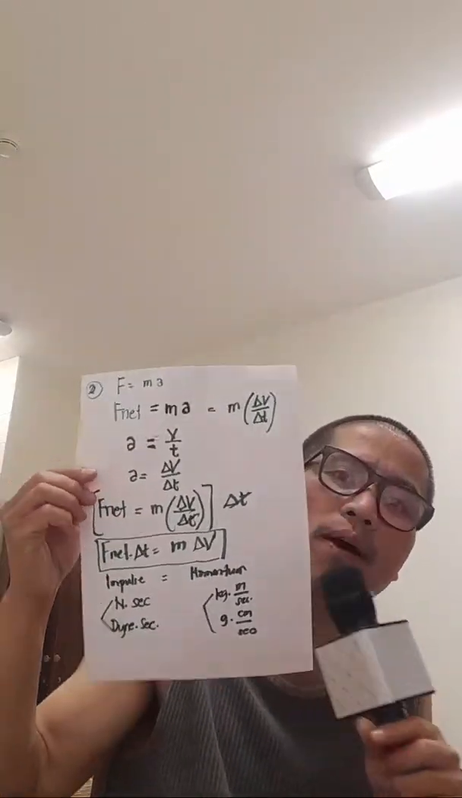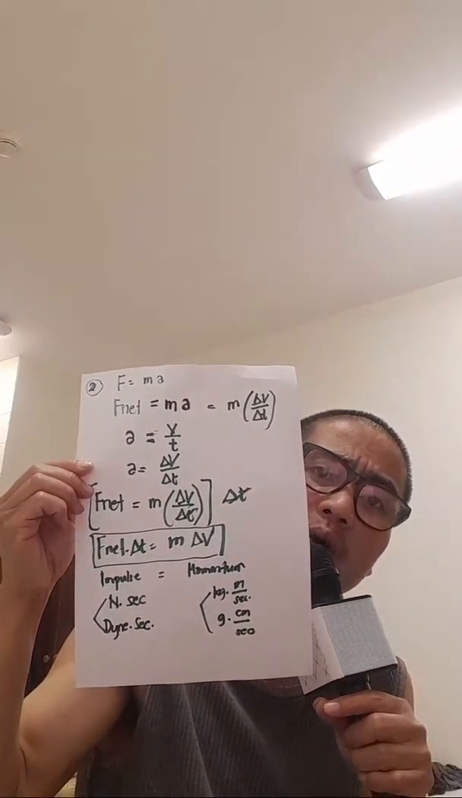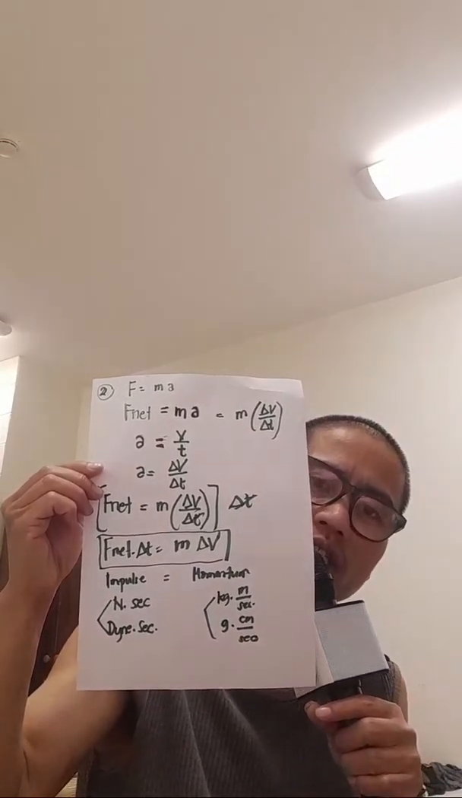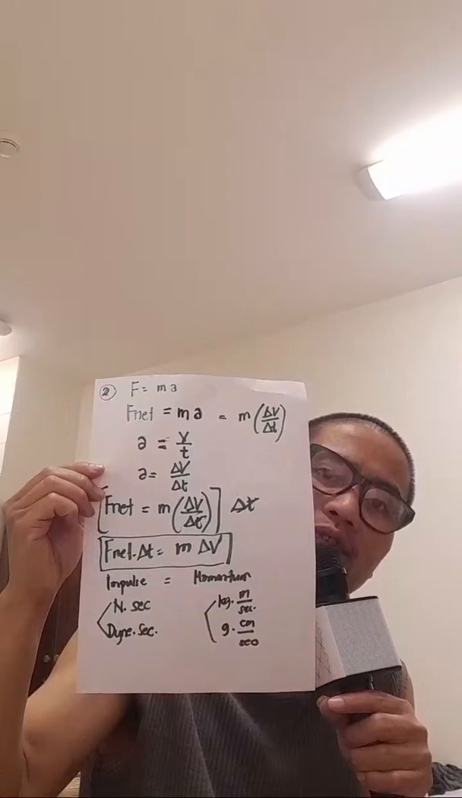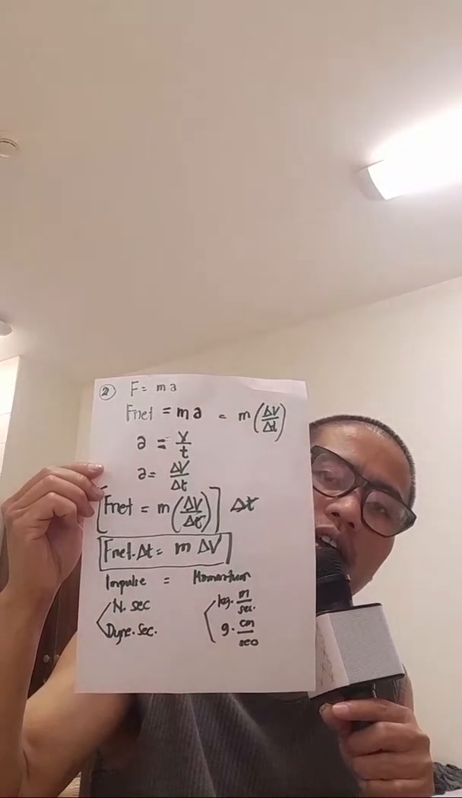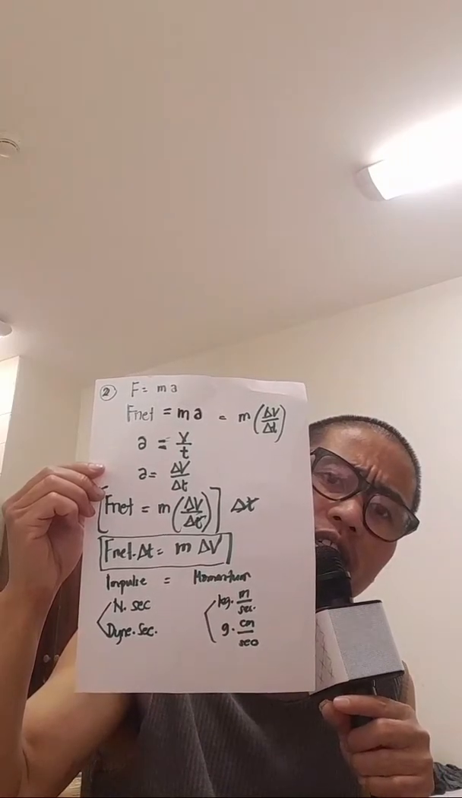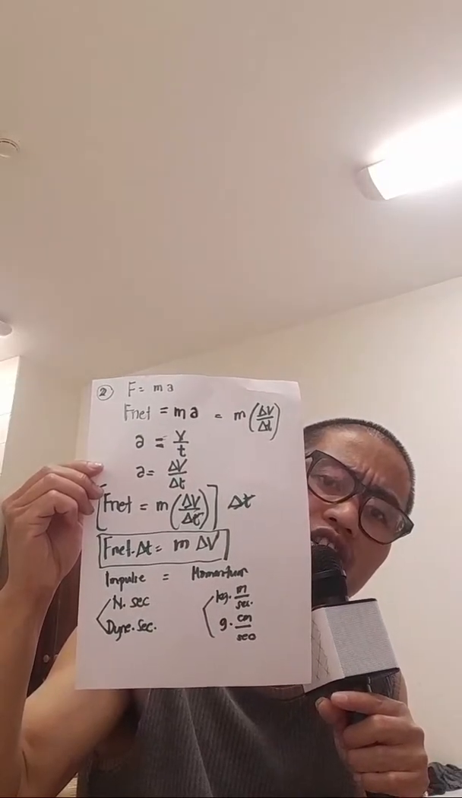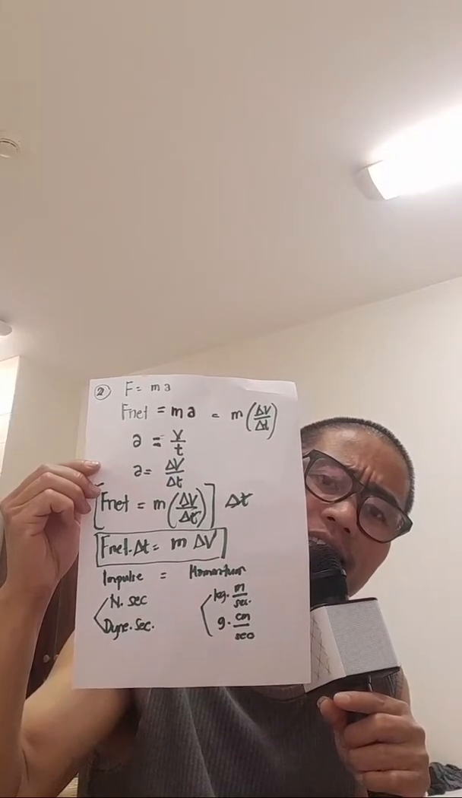The impulse, guys, can be derived from the second law of Isaac Newton, which is force is equal to mass times acceleration. Then we treat the force as net force, and we get the formula of acceleration. Acceleration is equal to the change in velocity over the change in time. So delta V over delta T.